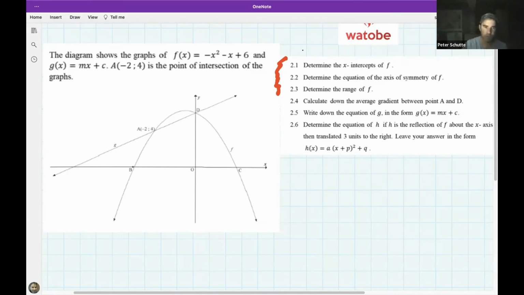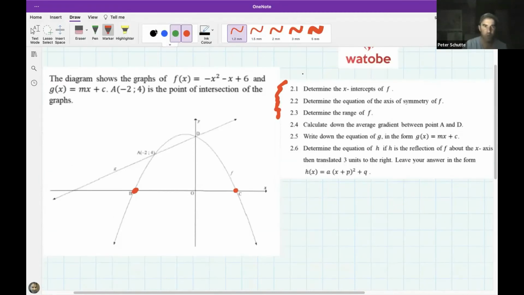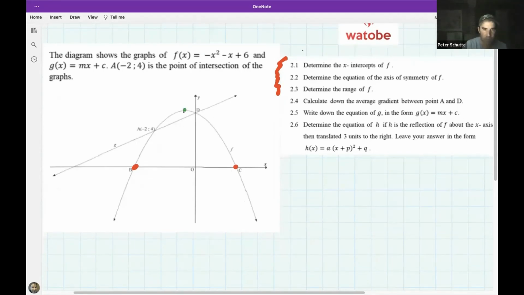So we're starting by finding the x-intercepts B and C. And then they also want the axis of symmetry of f. So they want to know where my turning point is. My turning point's there. They want to know what is the equation of that line, which basically cuts the parabola in half. Excuse my slightly messy writing.